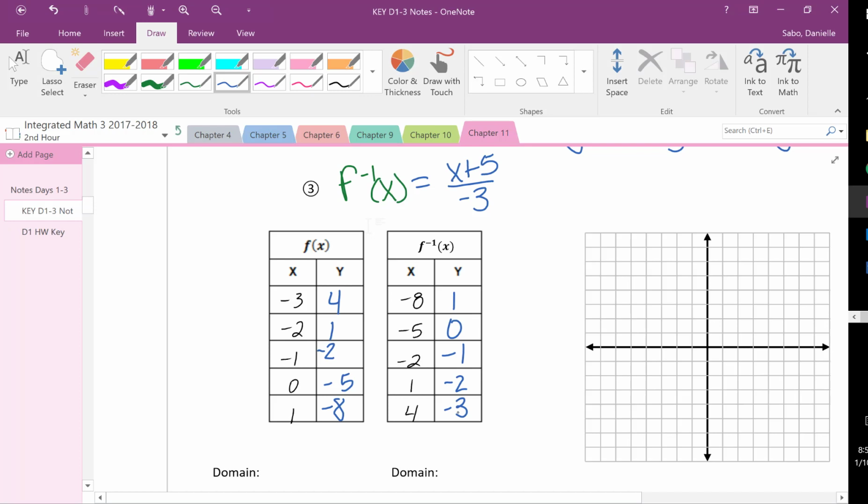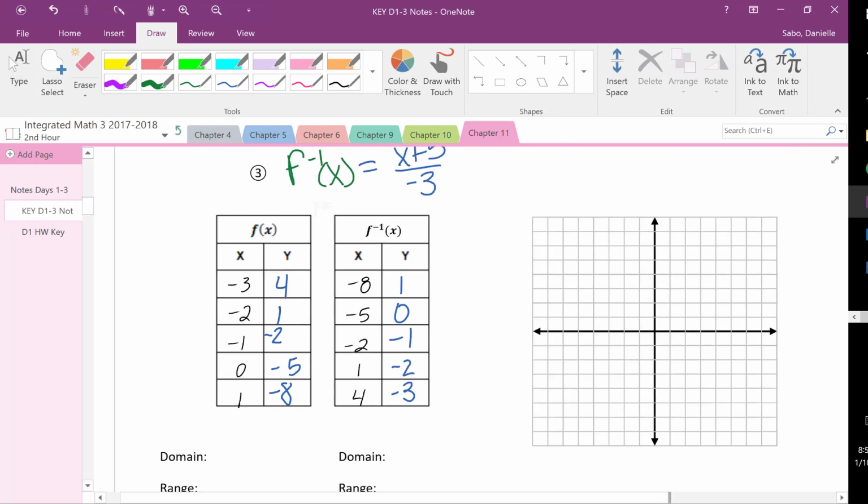Hopefully you're trying this with me. The more you participate in class, I'm telling you, the better you understand. Even if it's wrong, yes. You could look off the graph if you'd like. Okay, now let's actually graph these out.